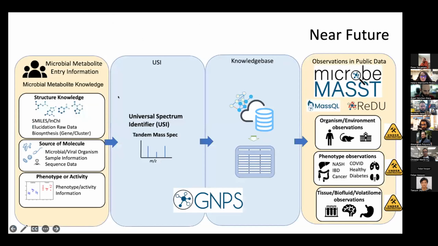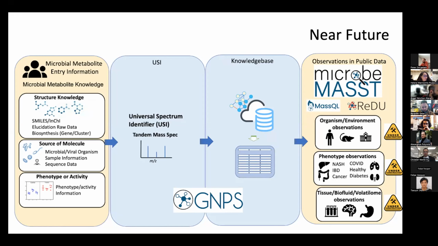So right now, what we're doing is the microbial metabolite knowledge base on the left, and we're capturing structural information, source of molecules, and some phenotype of activity information. And we link this to the universal spectrum identifier. Then we have this knowledge base that can be downloaded. Now, there's another tool that we're building at the moment, under construction, similar to MicroBMAST, where we can search with an MSMS spectrum and find the taxonomic distribution, not phylogenetic distribution, of the microbes that are part of that database.